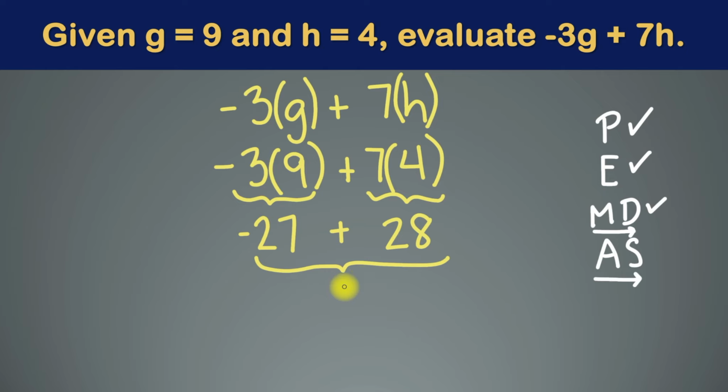So let's write the number 1 directly under these numbers. And since there's no more operations to do, we're done with step 4. That means our final answer is positive 1.